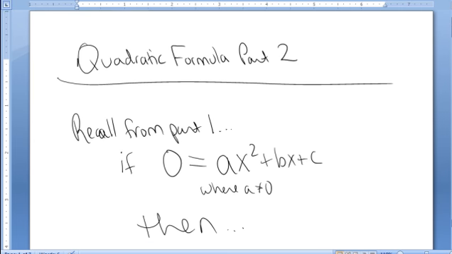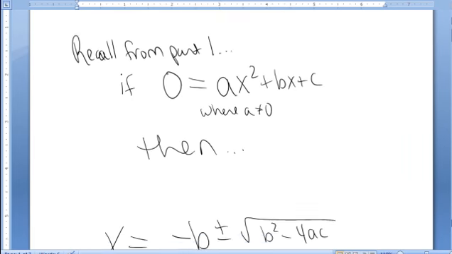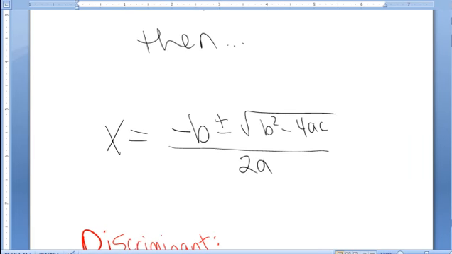Recall from the first video on the quadratic formula that if 0 equals ax squared plus bx plus c, where a isn't 0, then the quadratic formula tells us that the solutions to that equation are x equals negative b plus or minus square root of b squared minus 4ac all over 2a.